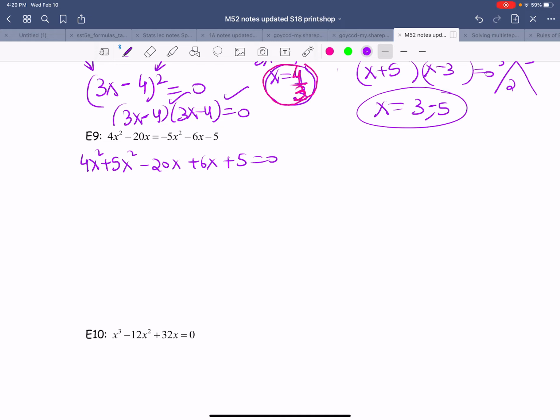I took everything from the right-hand side to the left side, and I did change their signs. So whatever was negative on the right-hand side became positive on the left side. So 9x squared minus 14x plus 5 is what I'm left with. So 9x squared minus 14x plus 5, looks like I'm going to be trying to factor it now.